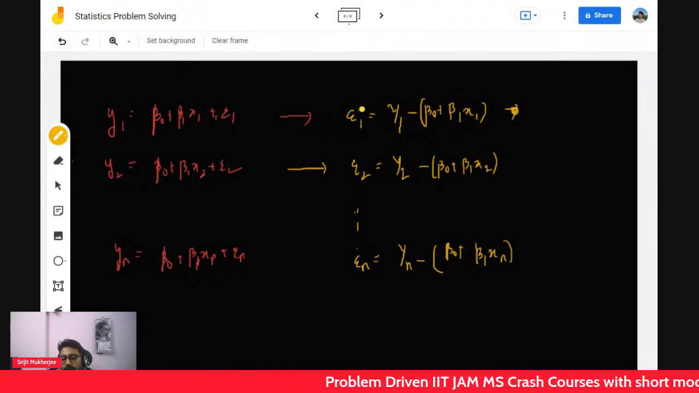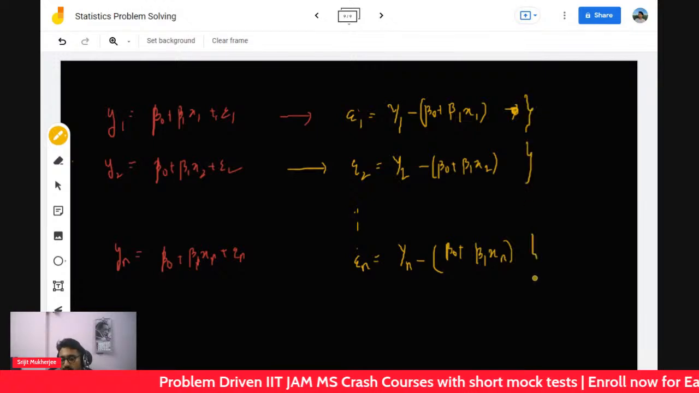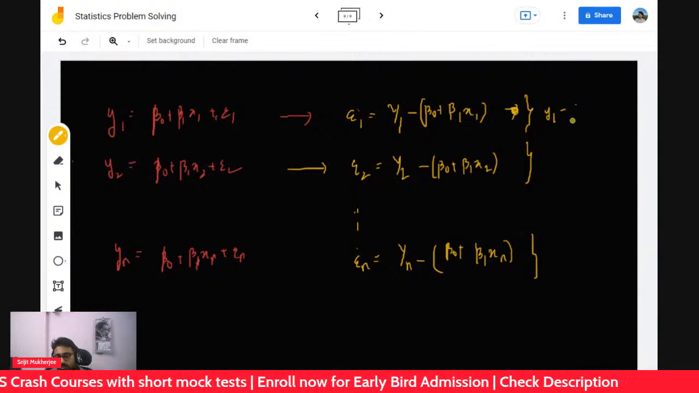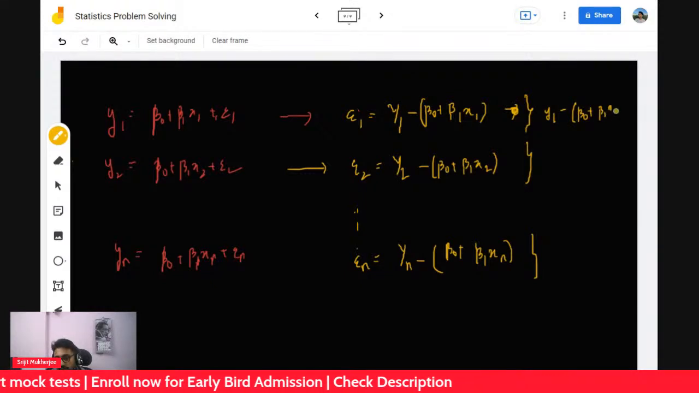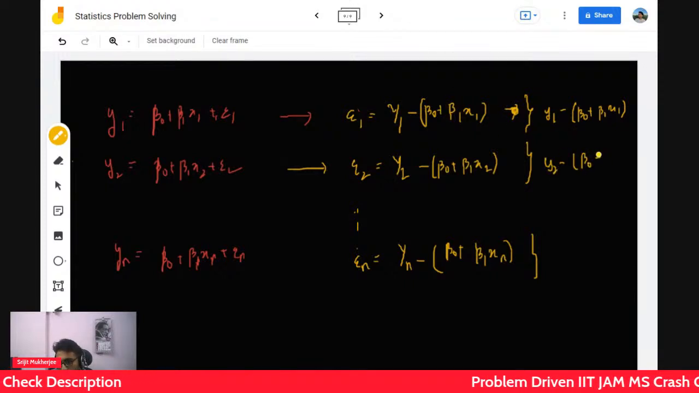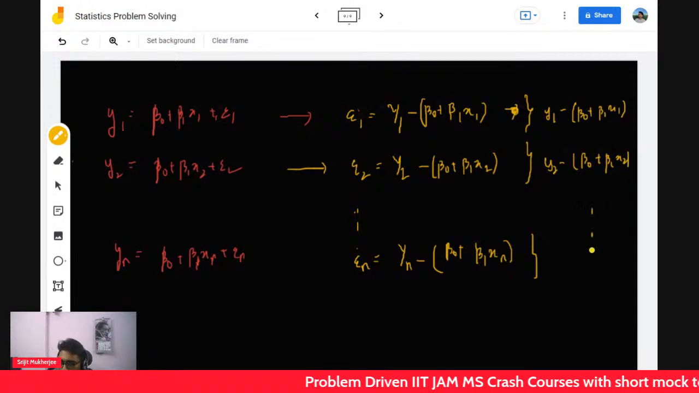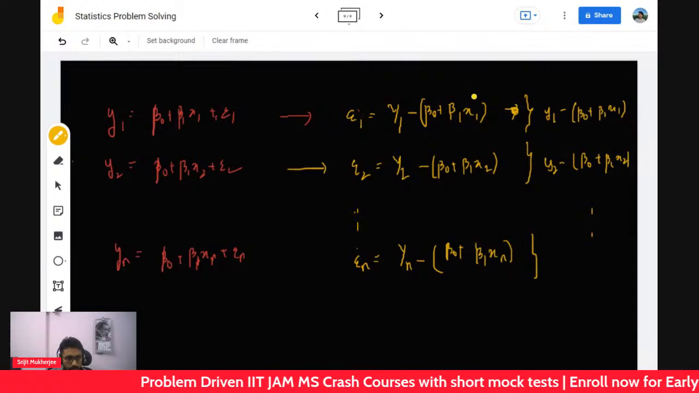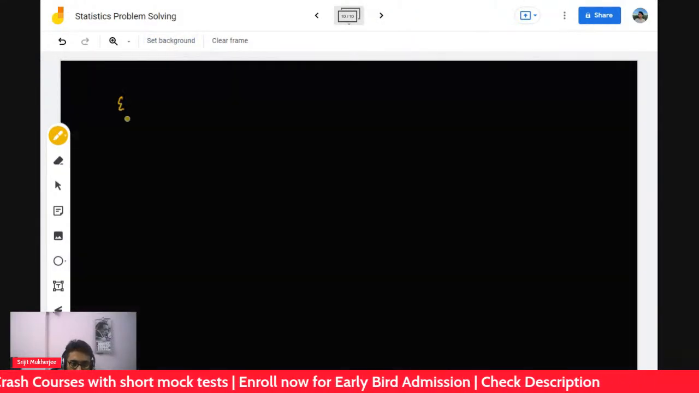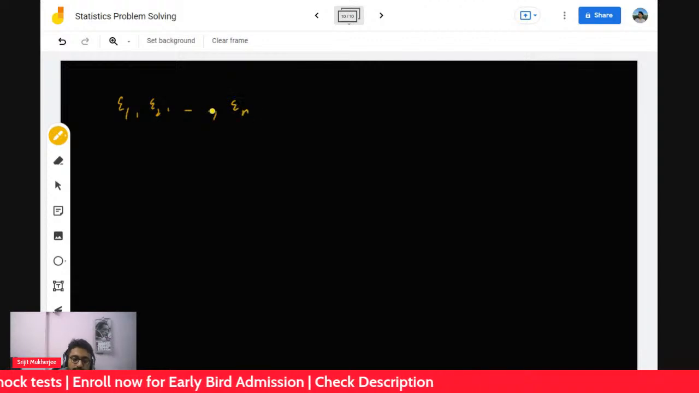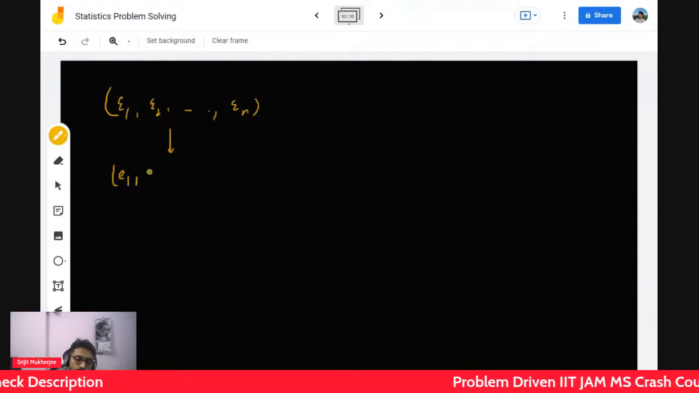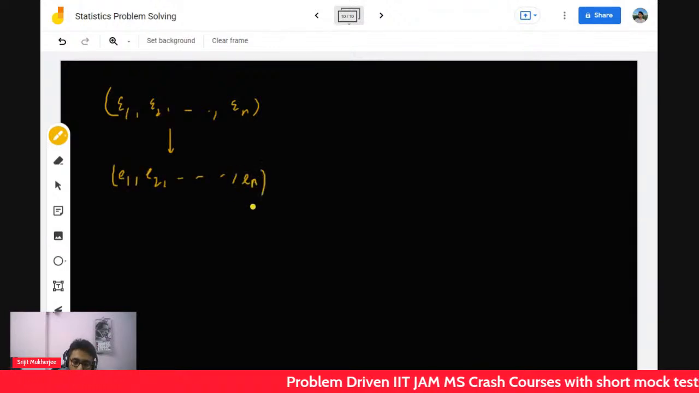So these are the errors. We have observed the errors now as y1 minus that. Remember, these are all random variables, and we observe them to be this. And it goes on. The errors epsilon 1, epsilon 2, up to epsilon n are random variables in themselves, and we have observed them to be this one.